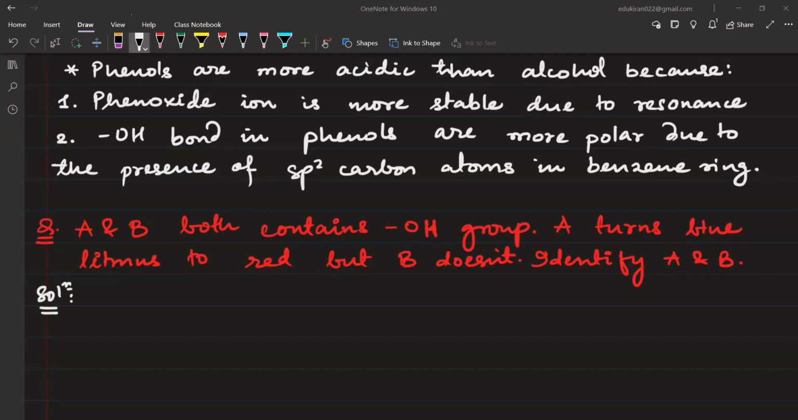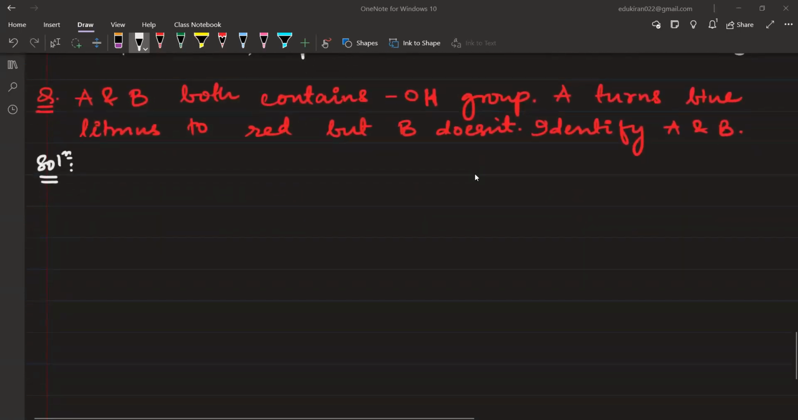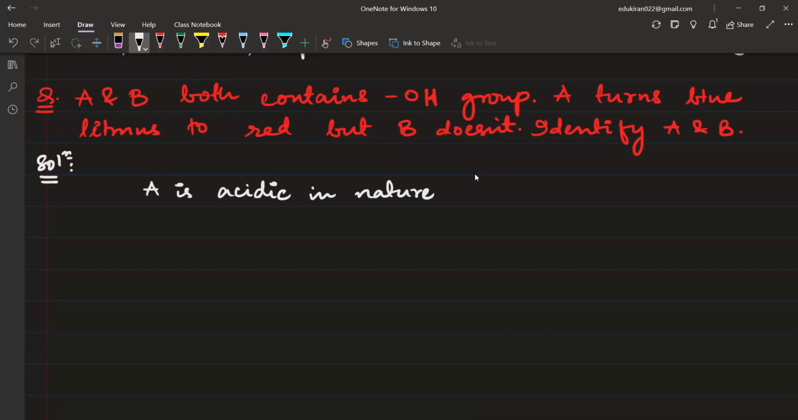Yes, Pia, tell me. Yes, correct. And what about B? Okay. That is correct. See here, guys. So A turns blue litmus red. That means A is acidic in nature. A is acidic in nature.